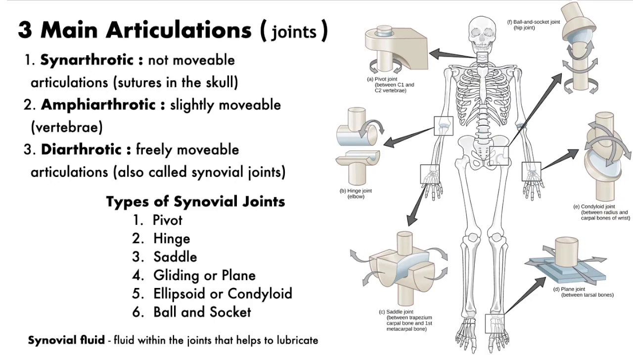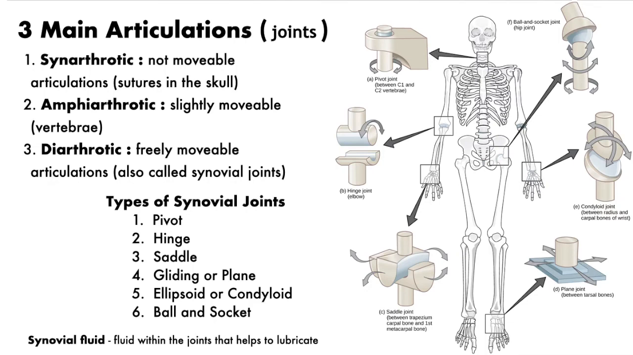Then we have the gliding or plane joint. This is like a sliding joint, and this is primarily found in the tarsals or bones of the foot. And then we have the ellipsoid, which we talked about already. The ellipsoid joint is a slightly curved structure as it rotates on the elliptical, curved end of the radius as it connects and interacts with the carpal bones of the wrist.